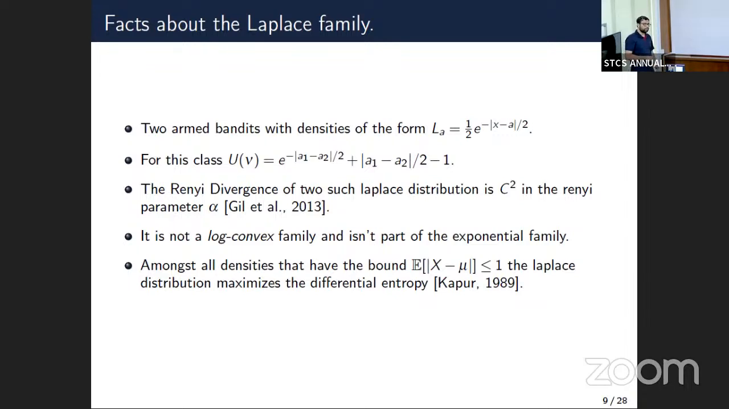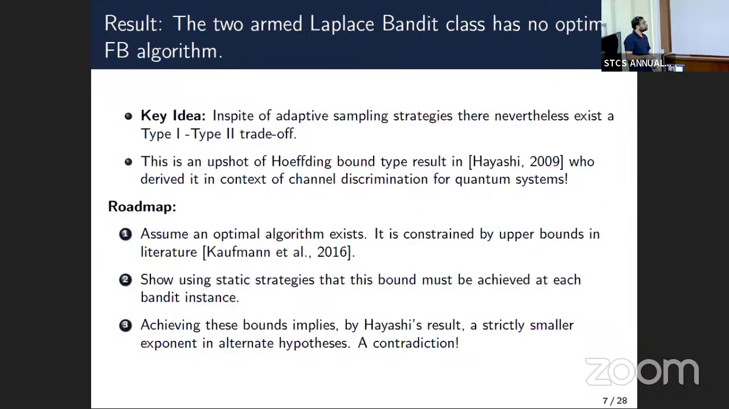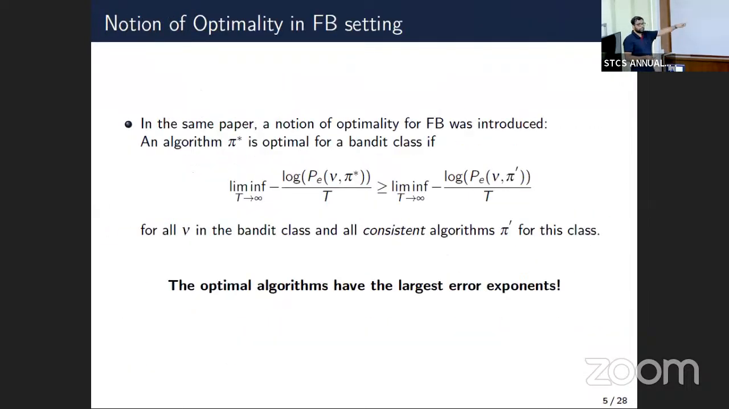So if you want to get a two-arm Laplace algorithm, what are you going to do? I'm going to conclude that there does not exist an optimal fixed budget algorithm for this class of Laplacian bandits. And optimal is defined as the maximum or minimax? Optimum is defined as achieving the highest exponents. It cannot be dominated in the exponent sense. So the pi star is the optimal algorithm. The exponent it achieves in each bandit is as large as possible amongst the class of consistent algorithms.